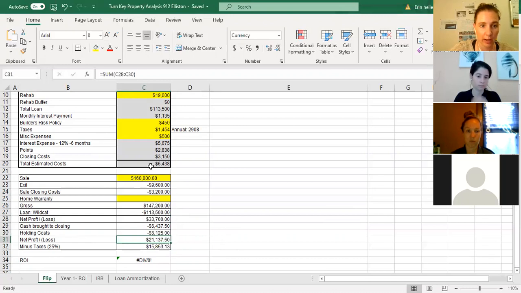So 21.1, that's if you raise the price to 160. Let's also say you can decrease your rehab down to 17,000. So now you just went up to 23,000 net profit. So keep that in mind. You can mess with some of these numbers.